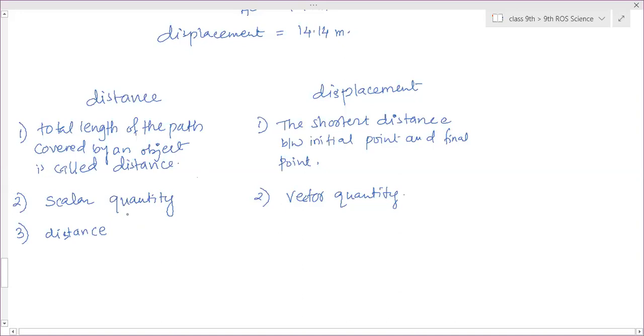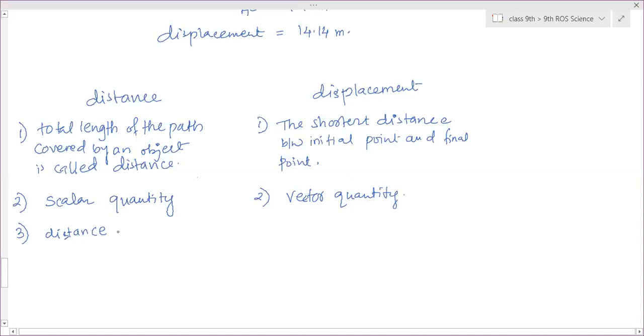Yes, Ashish. Ma'am, while calculating displacement, we have to consider the directions. While calculating distance, we need not consider directions. That is scalar quantity and vector quantity. Okay. Yes, Vaibhavi? Ma'am, if the direction changes in distance, the magnitude doesn't change, but in displacement, if the direction changes, the magnitude changes. That's the reason we call it a scalar and vector quantity. Okay.